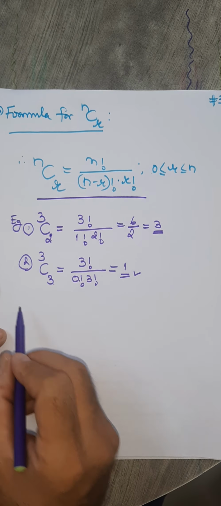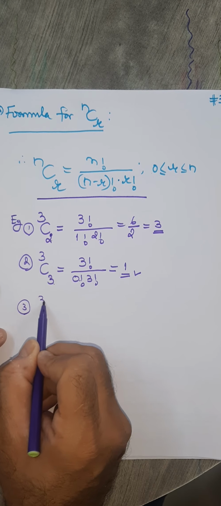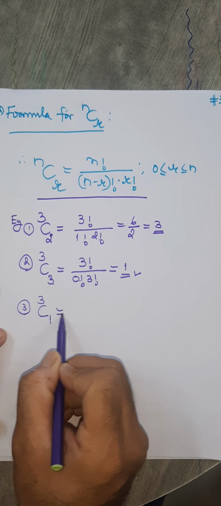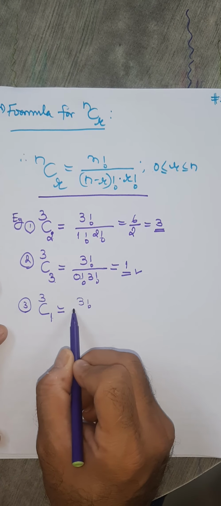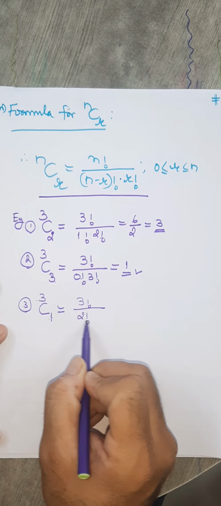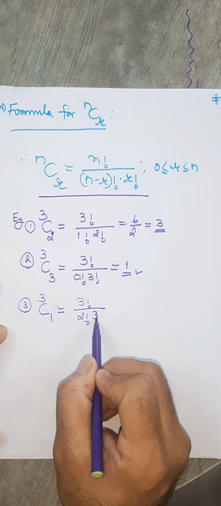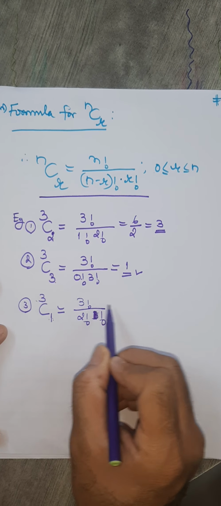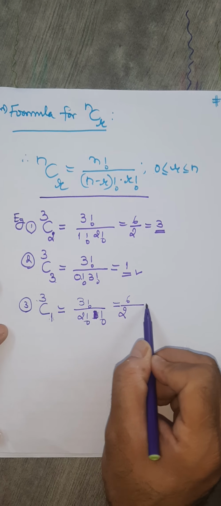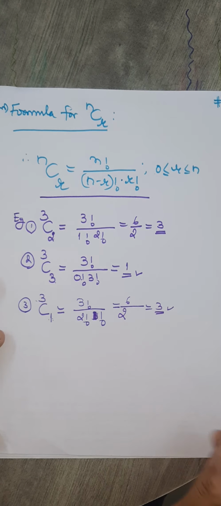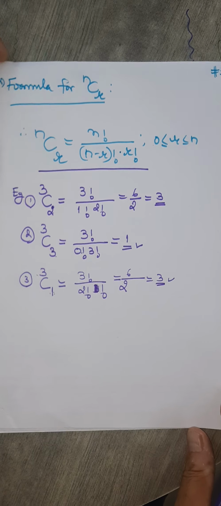Okay, next one more. Suppose we want to get 3C1. What's 3C1? That also you did. 3 factorial upon 3 minus 1, 2 factorial, into 1 factorial. Now this is 6. This is 2. 1 factorial is just 1. So again 3.